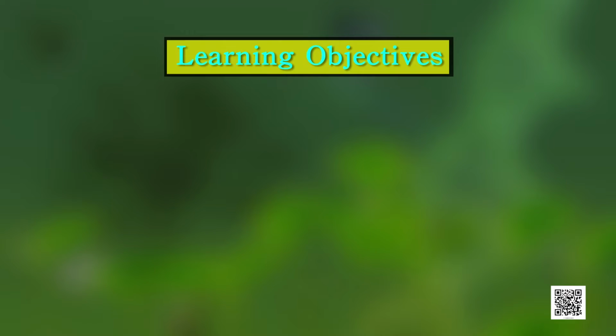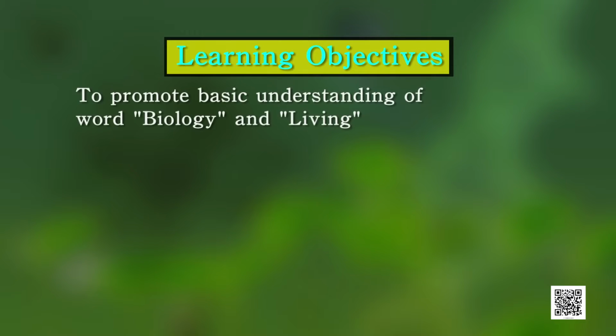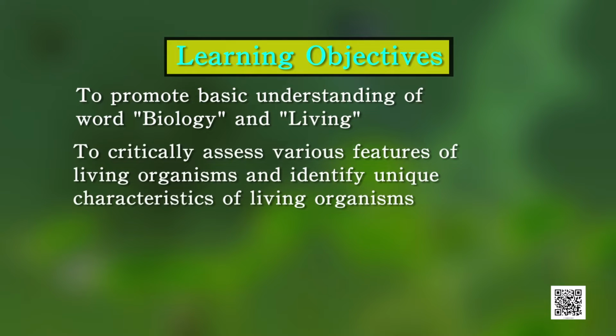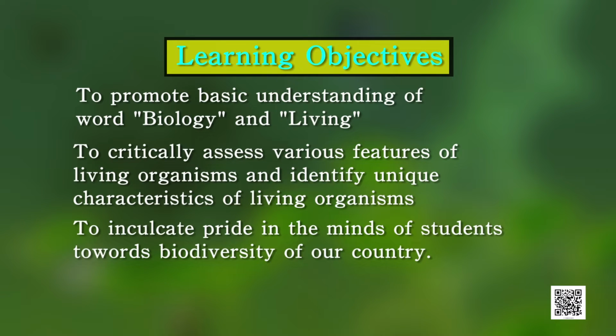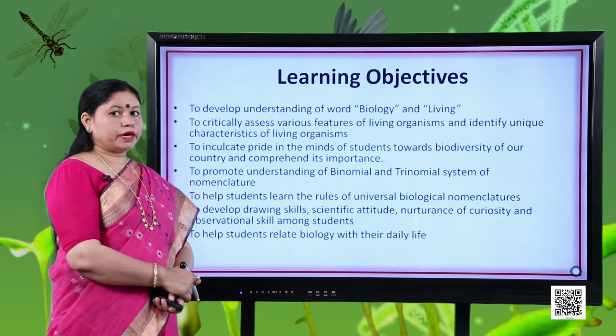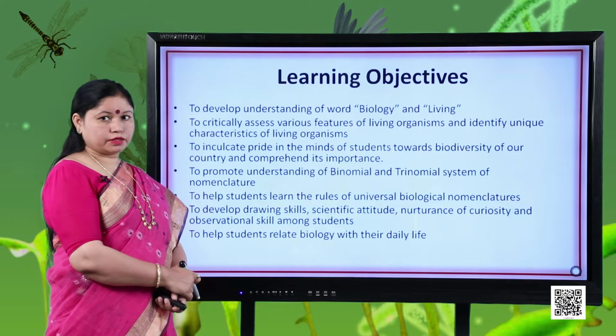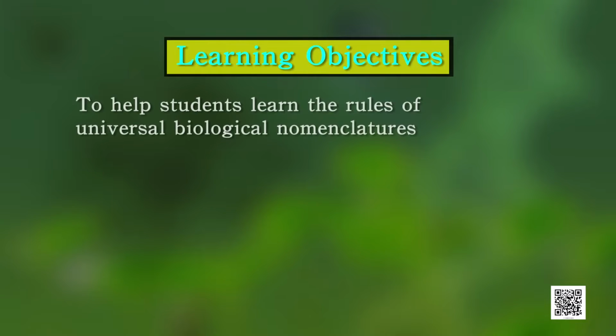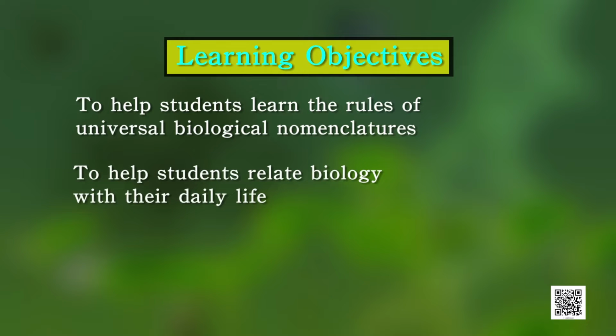These are the learning objectives for today. We will understand the meaning of the words biology and living. We will critically assess various features of living organisms and identify the unique characteristics of these life forms. We will also appreciate our biodiversity in our country. You will also understand how the binomial and trinomial nomenclature system works. You will also learn the rules of biological nomenclature. At the end of the session, you will be able to relate your subject with your daily life.